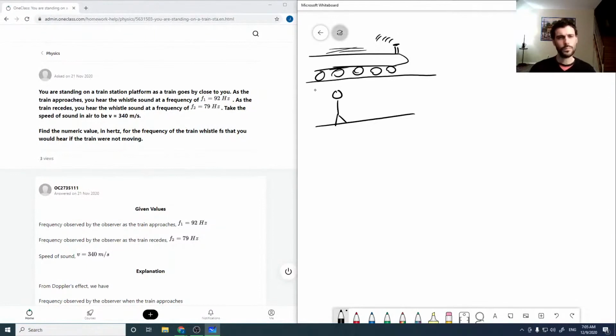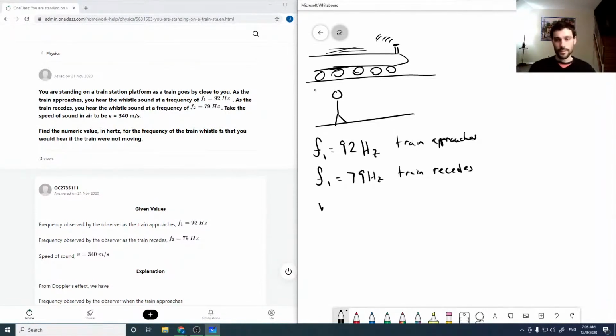So as the train approaches, we've got a frequency of 92 hertz. So train approaches. And we've got another frequency as the train recedes. And then we've got a speed of sound of 340 meters per second. So it wants us to find the value of the actual train frequency.